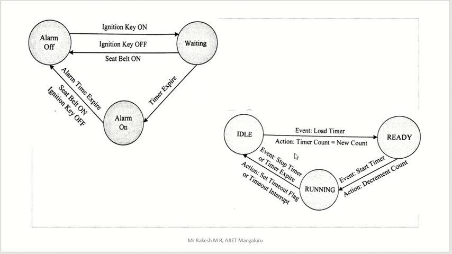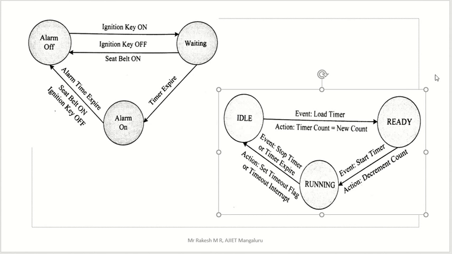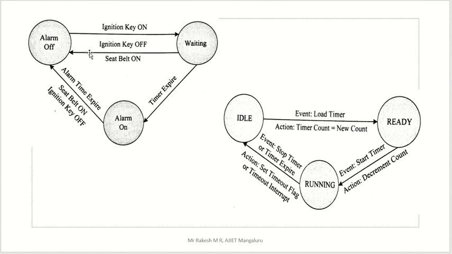So how to write the state model? Now we will see that state model. First thing is alarm off. We are going to convert these things to states: initially the idle position, then the ready position, then the running position. That waiting position we can call the ready state, the alarm on position is called the running state, and the alarm off condition is called the idle state. These three states are there in the seat belt warning system.